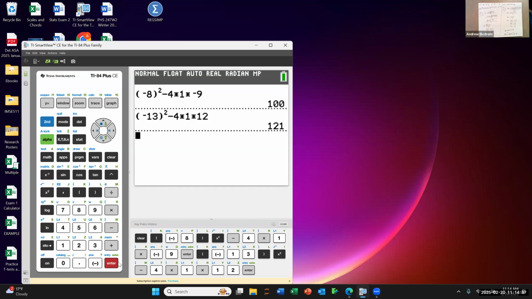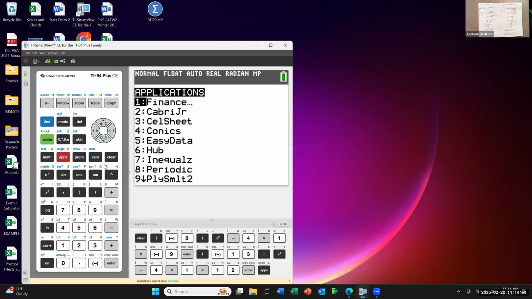I will say as well, if you've got several of the graphing calculators that I have, I've actually updated a lot of the programs that are on there. Assuming that I have appropriately updated everything, you can go to this apps thing and then come down here to number 9, at least on my calculator, where it says apply smult. I don't know what SMLT stands for either, but it's apply smult 2.